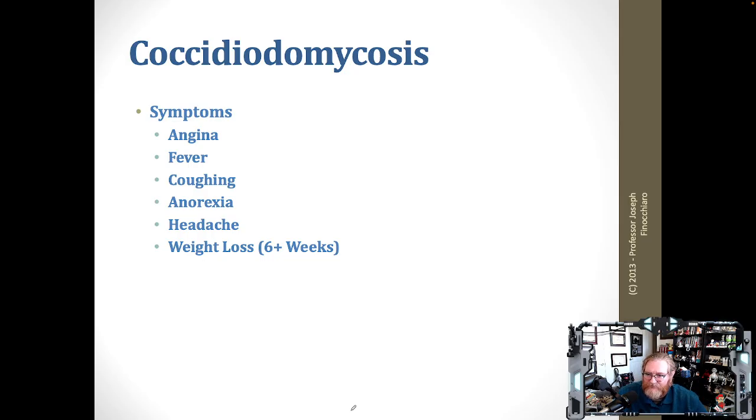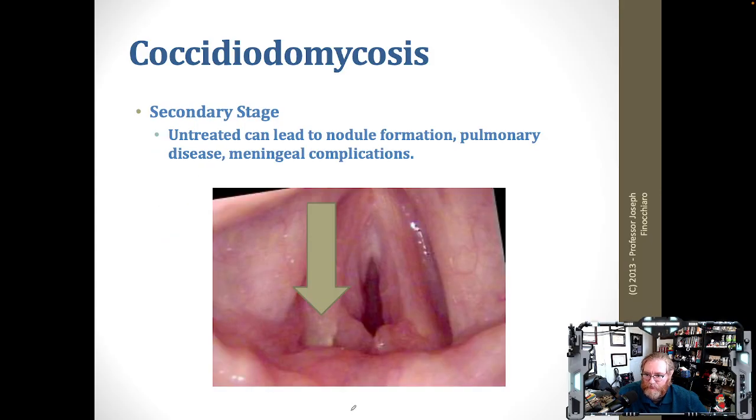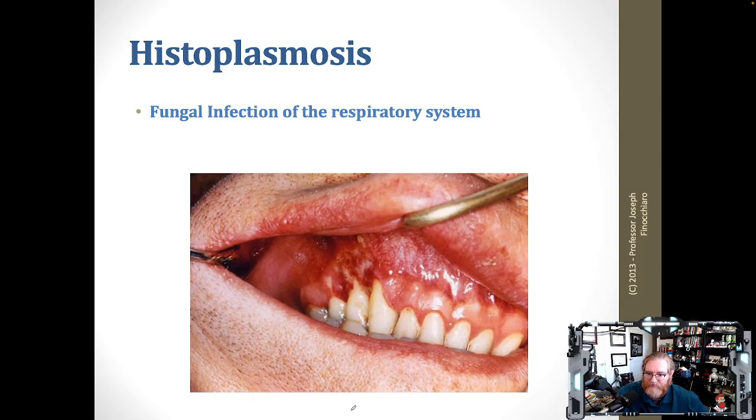What are some symptoms? Angina, fever, coughing, anorexia, headache, and weight loss that lasts more than 6 weeks. At the secondary stage, untreated, this can lead to nodule formation, pulmonary disease, and meningeal complications.